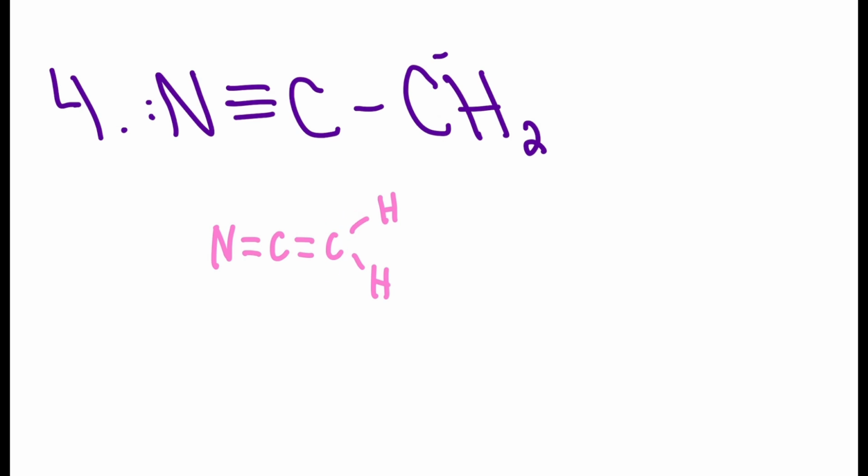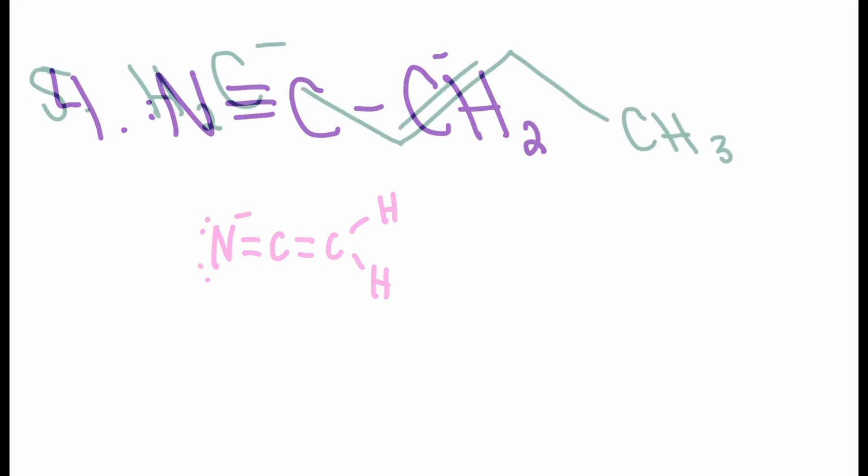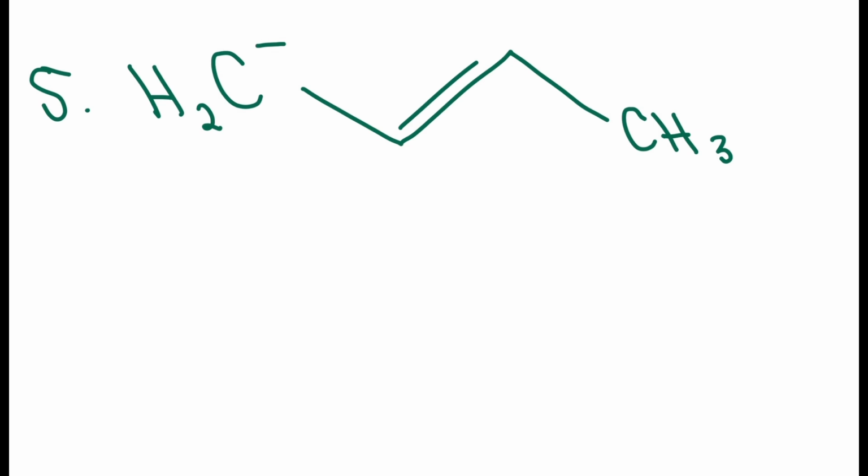However, we just removed electrons from nitrogen. Nitrogen was already full. It had 1, 2, 3, 4, 5. However, we took away 1. So we put 1, 2, 3, 4, 5, 6. That makes nitrogen negative. So here, this is what we're given, and we're asked to find a resonance structure.